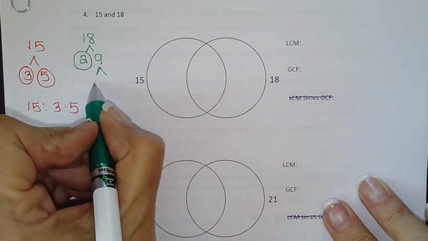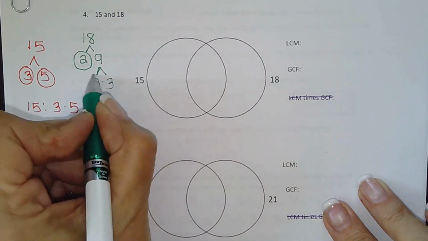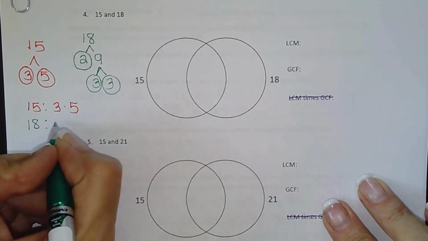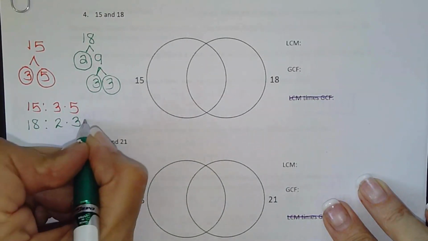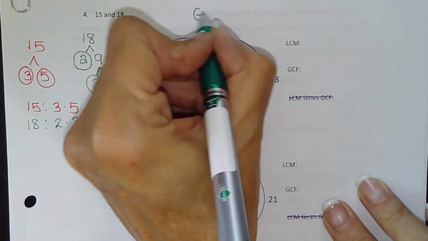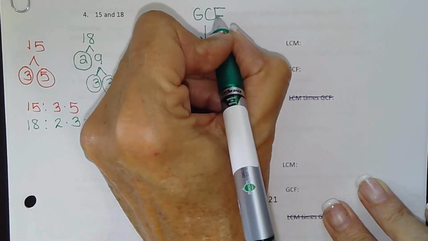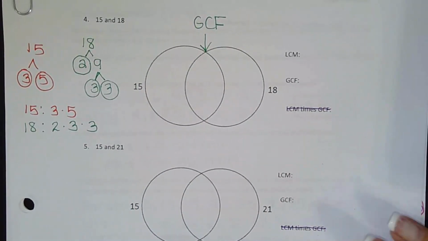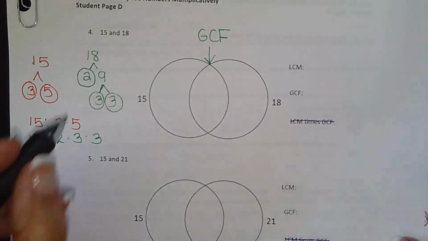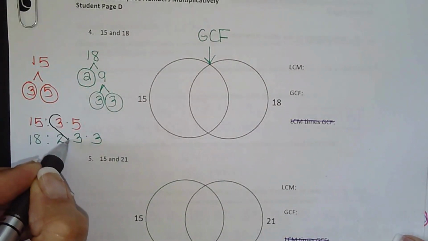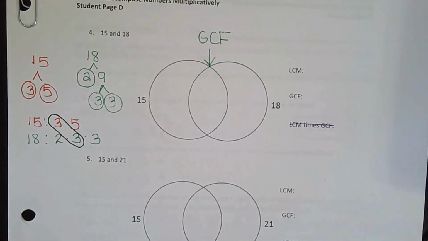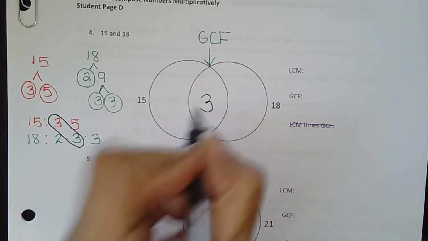And then 9's not prime. It can still be broken down. So it looks like 18 is going to be 2, 3, and 3. So remember, this is always your common. That's why it's called greatest common factor. So what factors or factor do they have in common? And you can easily see here the only thing they have in common is a single 3. So I put 3 here.